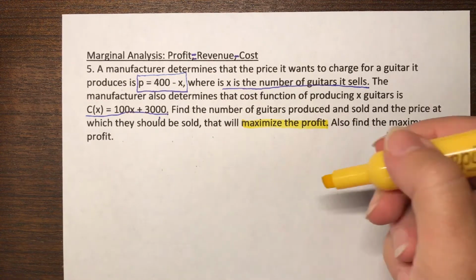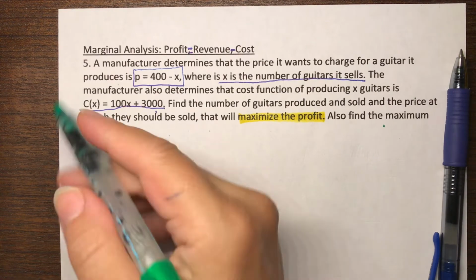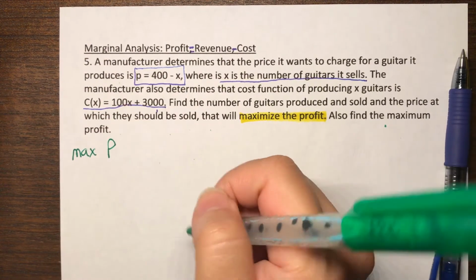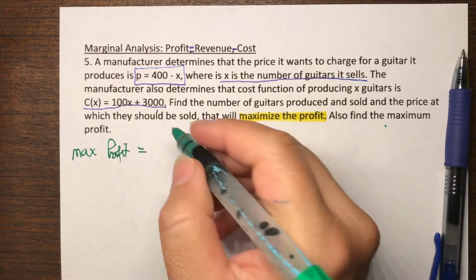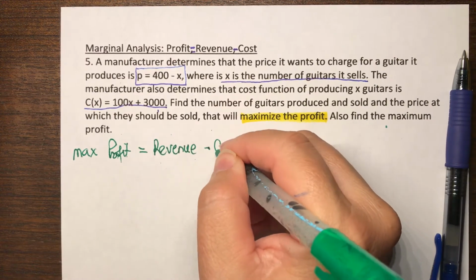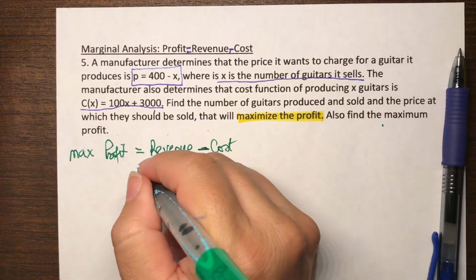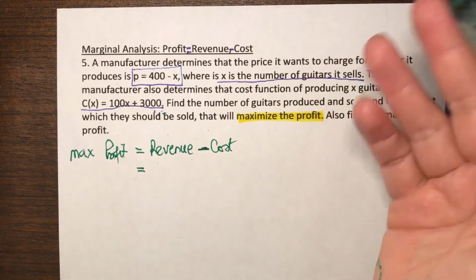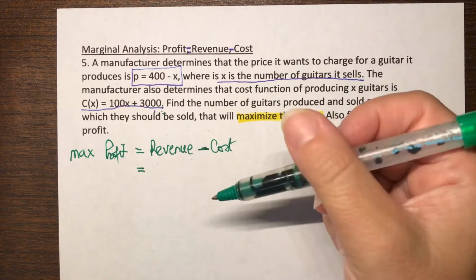Then also go and find the maximum profit. Okay, so first of all, we want to maximize profit. Fine, P. One more time, how do I find profit? It's revenue minus cost. Okay. Now I see the cost function given there. That's easy. But I don't see a revenue function given. So how do I find revenue?